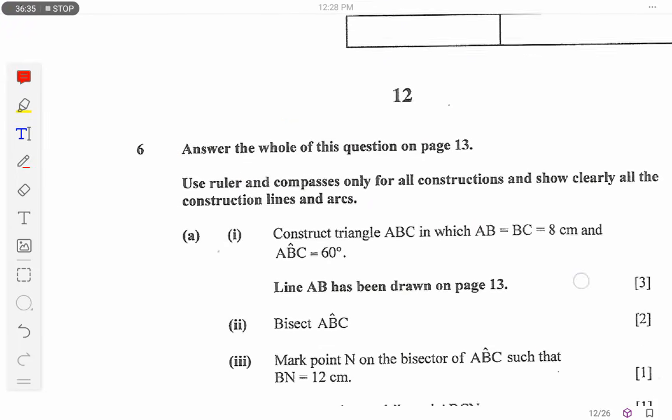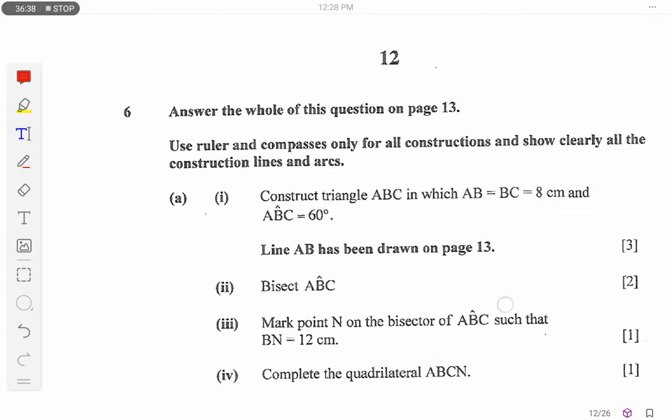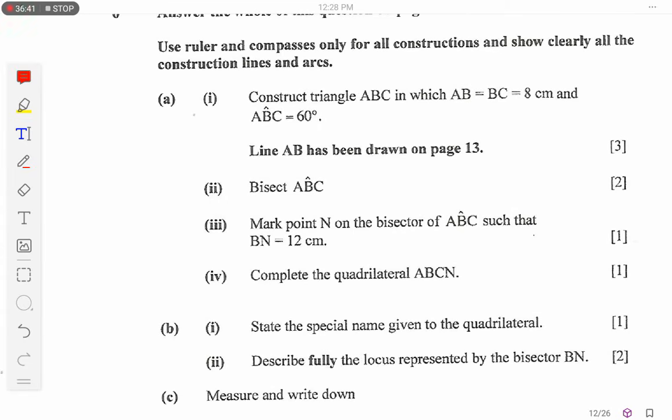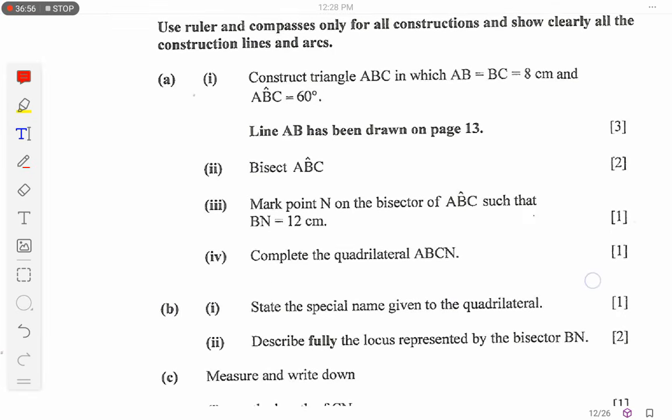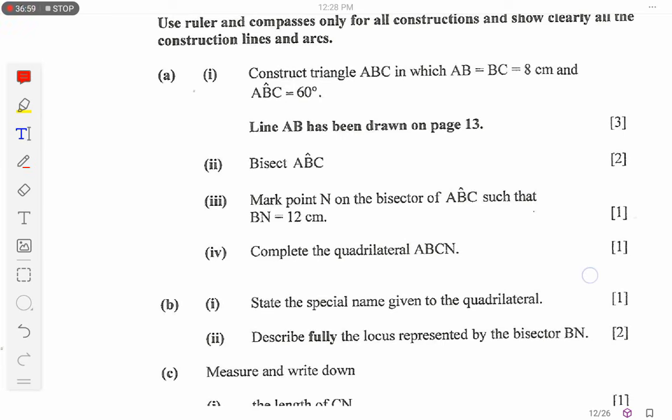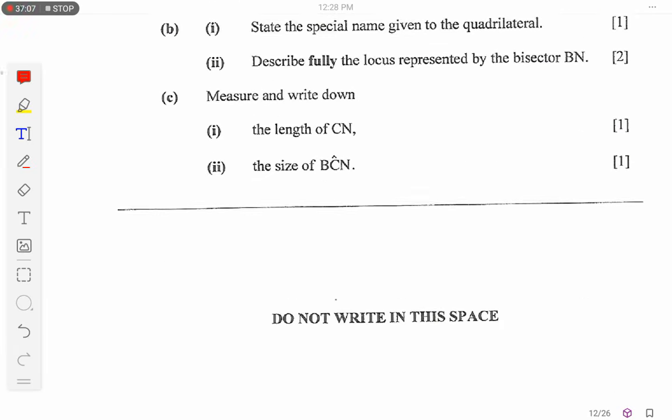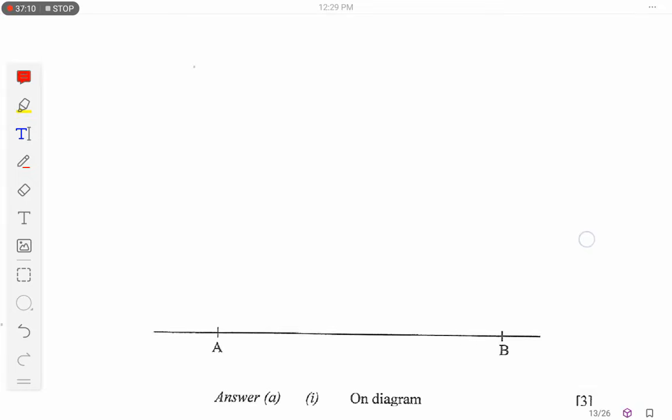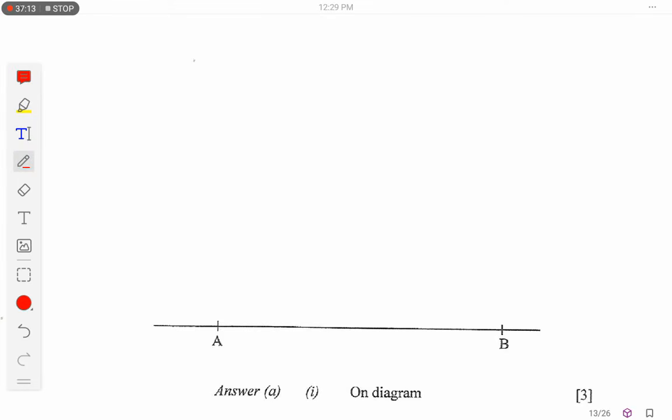Okay, let's move on. Now we are on construction, so please be patient with me. I'm going to be drawing this question with my free hand, as I don't have the right tools here with me. The first part says construct triangle ABC with AB equal to BC, which is 8 centimeters, and an angle at ABC of 60. I'll give you the guidelines of how to do it. We are going to go on B, and you are going to use your compass.